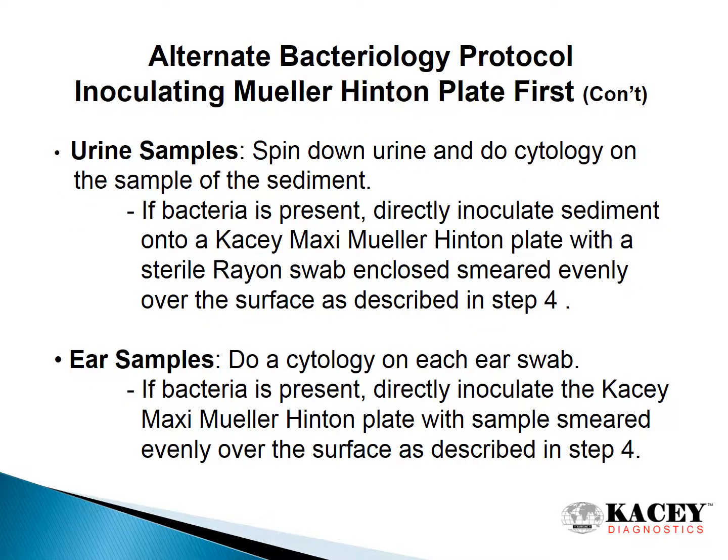Alternate bacteriology protocol inoculating Mueller-Hinton plate first, continued. Urine samples. Spin down urine and do cytology on the sample of the sediment. If bacteria is present, directly inoculate sediment onto a Kacey Maxi Mueller-Hinton plate with a sterile rayon swab enclosed. Smear evenly over the surface as described in step 4. For ear samples, do a cytology on each ear swab. If bacteria is present, directly inoculate the Kacey Maxi Mueller-Hinton plate with the sample smeared evenly over the surface as described in step 4.